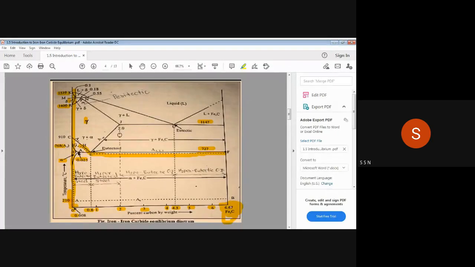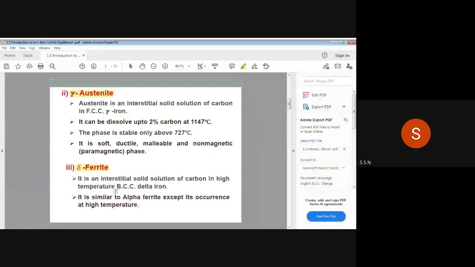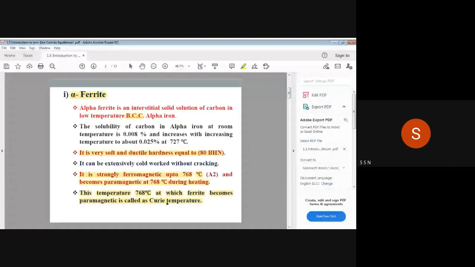So above this line, the phases of iron or iron carbide have paramagnetic properties, and below this dotted line, whatever phases we will study, all these phases will have good magnetic properties, that means ferromagnetic properties, and above this all will have paramagnetic properties, isn't it? That's why this line has importance, and this temperature we will call the Curie temperature. So understand what is alpha ferrite.